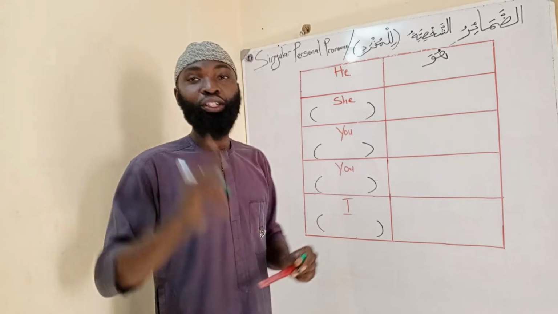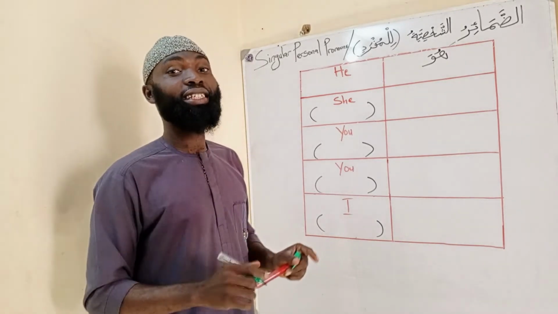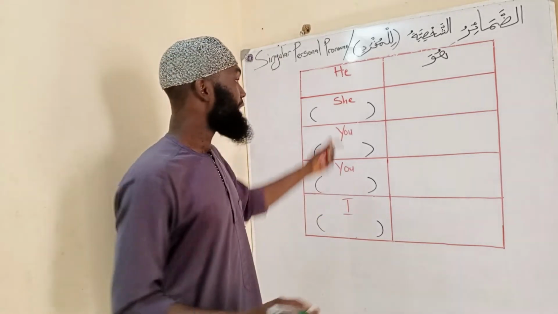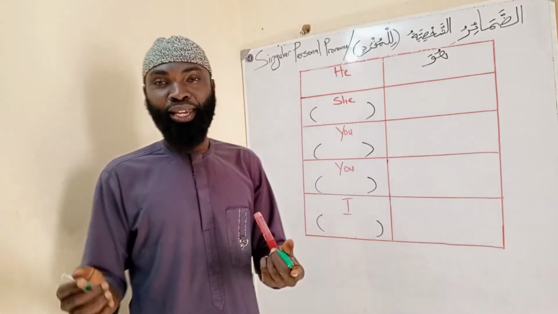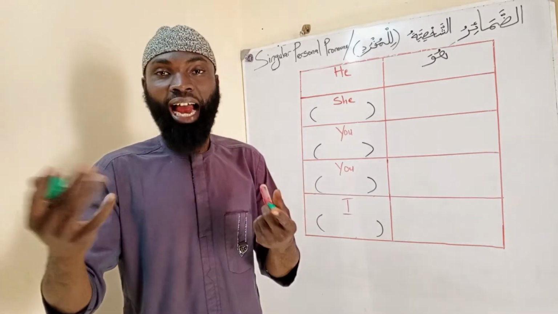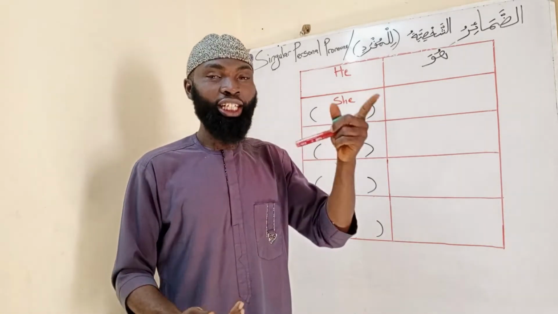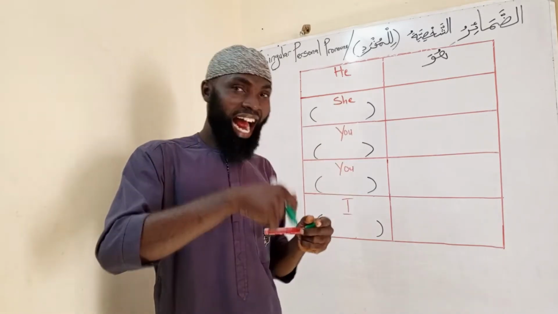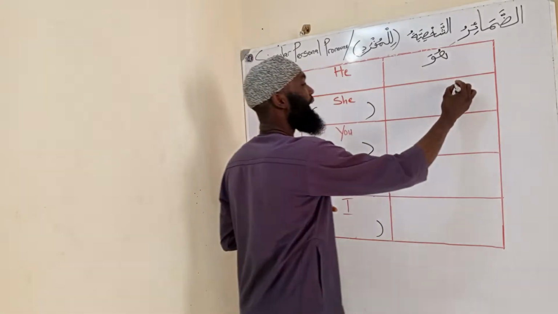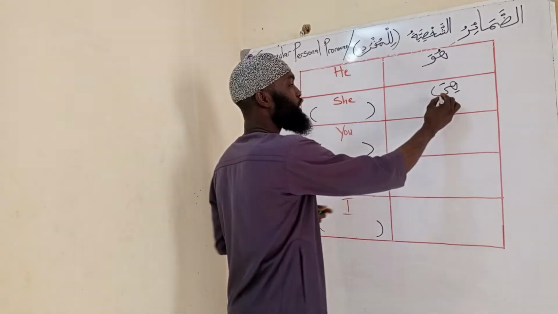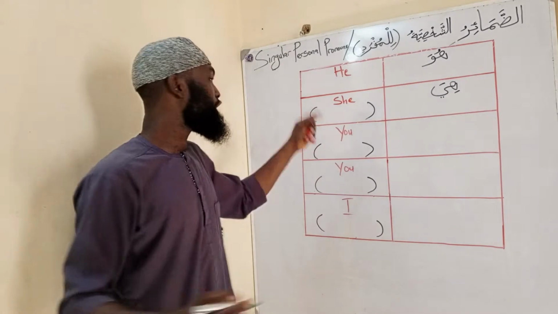Then let's move on to she. She, that is the female third person singular. The word we have here is she, and in Arabic we simply say, instead of huwa, we say hiya. Hiya. She. Huwa. He. Hiya. She. MashaAllah. So we have he, and that is she.